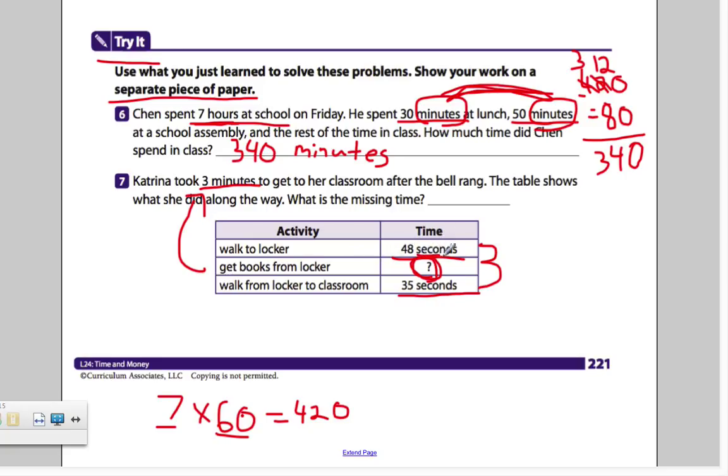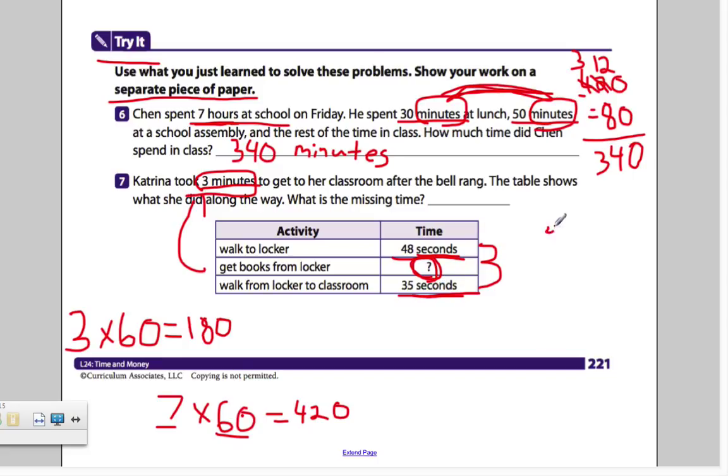Unfortunately, this says seconds, and this says minutes. So let's change this minutes to seconds first. How can you change minutes to seconds? Well, you can multiply it by 60. 3 times 6 is 18. Bring that 0 over too. You get 180 seconds. Now, we got to add these 2 seconds up together and then do one final subtraction.